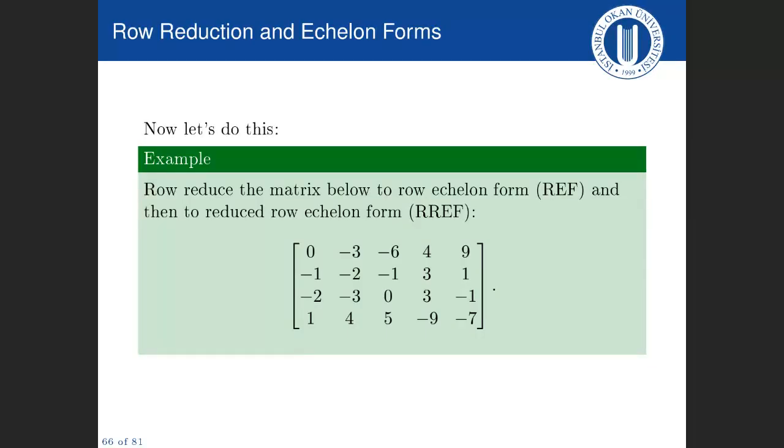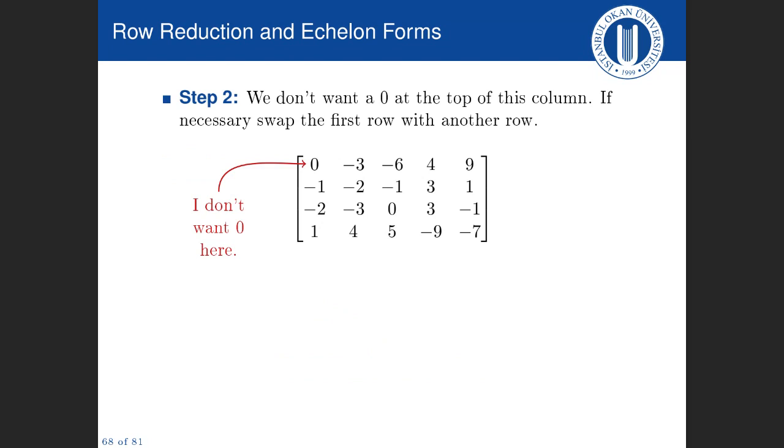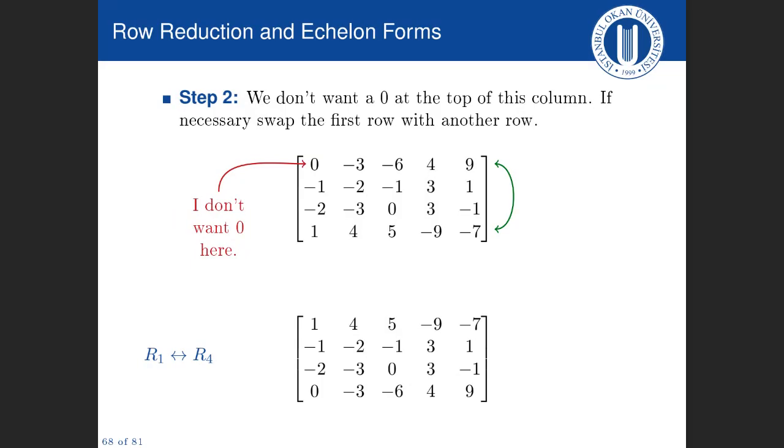So let's do this. Row reduce this matrix first to REF and then to RREF. Step 1 said first find the first non-zero column from the left. In this matrix, the first column is 0, -1, -2, 1. This column is not all zeros, so we're going to be using this column. Step 2. We don't want a 0 at the top of this column. So if necessary, swap the first row with another row. So I could swap row 1 with row 2, or row 3, or row 4. And I'm actually going to swap it with row 4 because the first number of row 4 is a 1, and +1 is an easy number to use. So I'm going to swap row 1 with row 4.